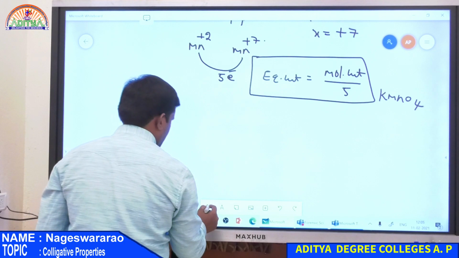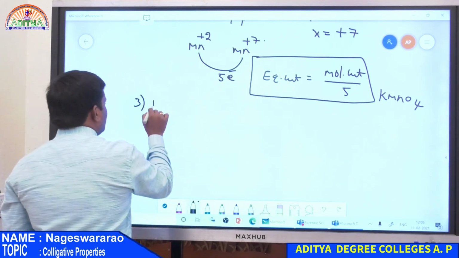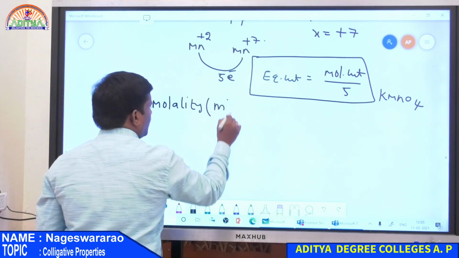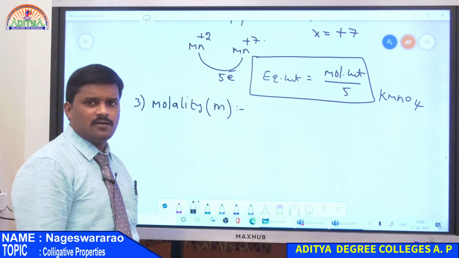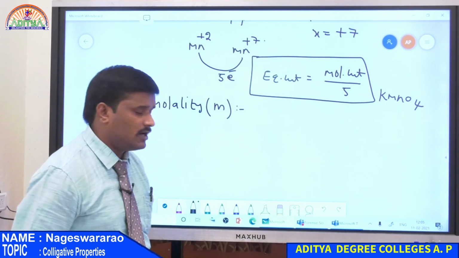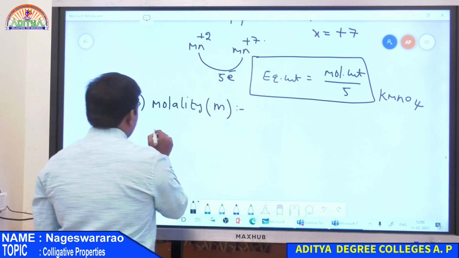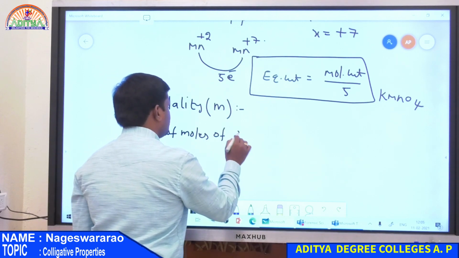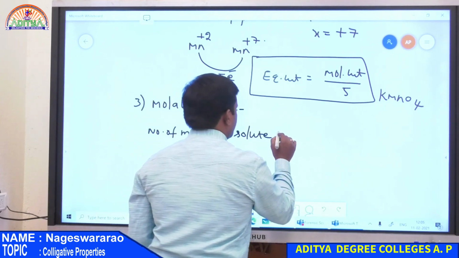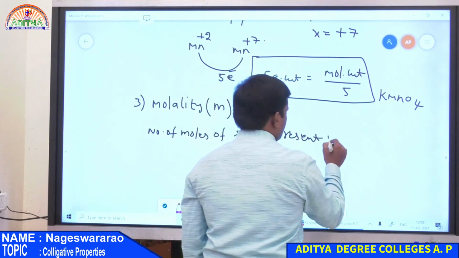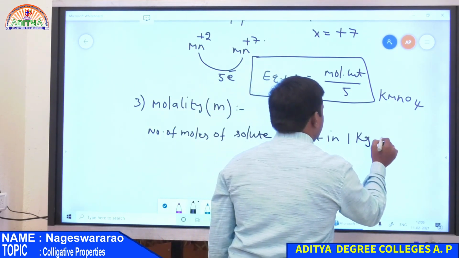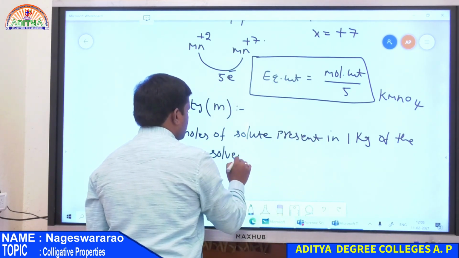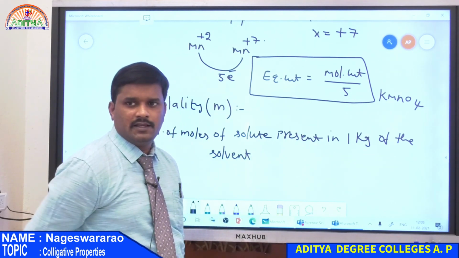Now the third expression is molality, that is denoted by small m. Molarity is capital M and molality is small m, and the definition for molality is the number of moles of solute present in 1 kg of the solvent. This is known as molality.